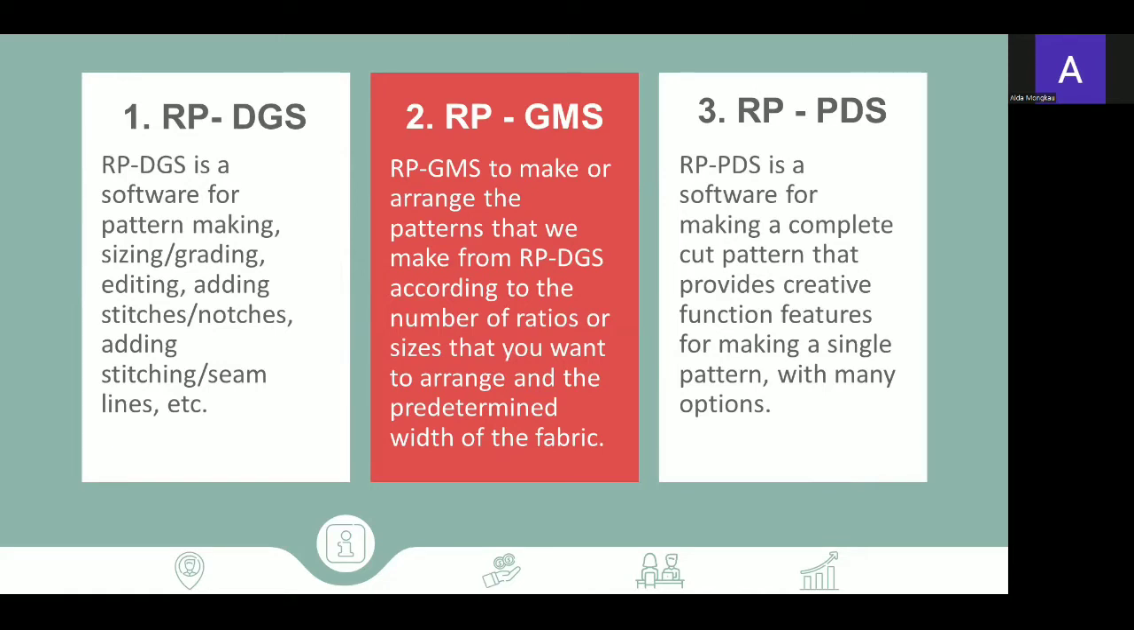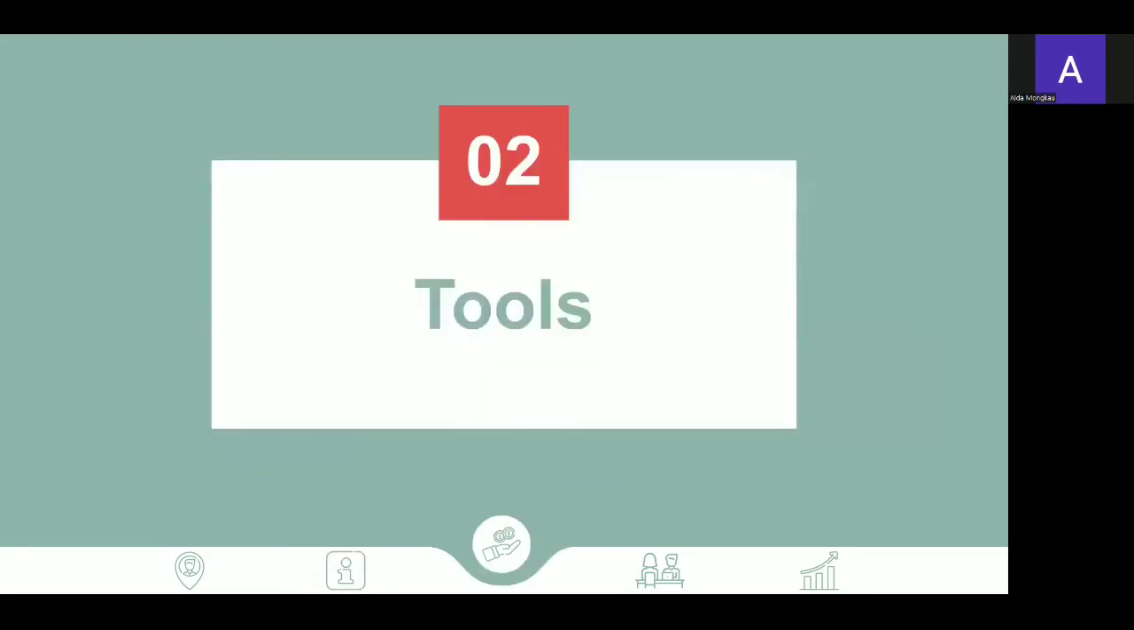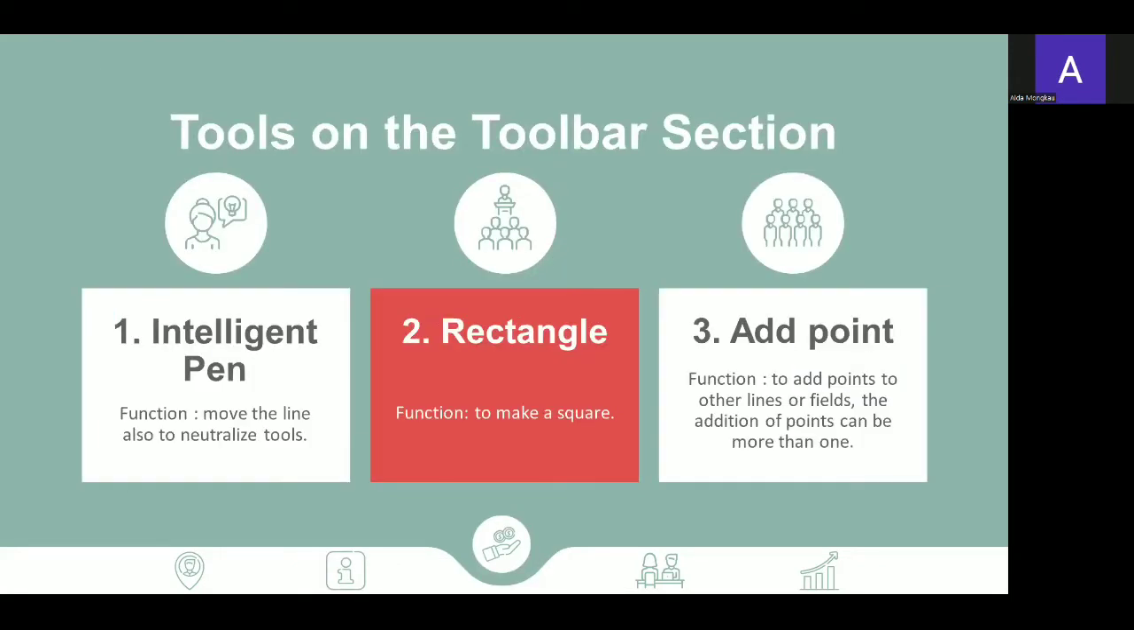As for the tool functions of RP-DGS, such as number 1, Intelligent Pen, shortcut F. This function is to move the line, also for naturalist tools. And how to use it? Click the Intelligent Pen tool after using other tools. It functions as a rectangle. And how to use it? Right mouse click when moving to form a square.